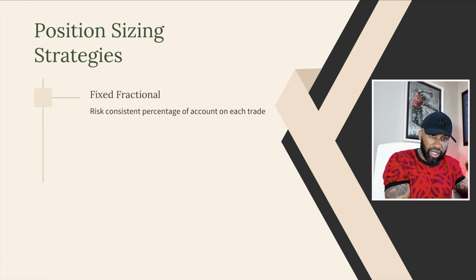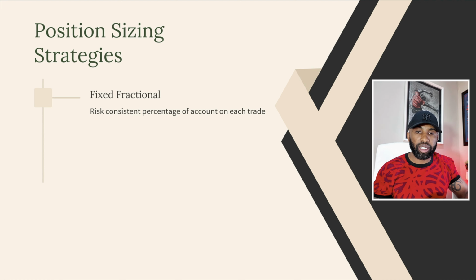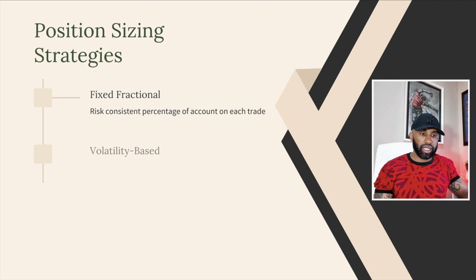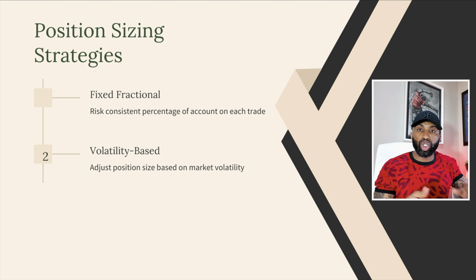That is fixed. Then the second way is volatility. In this method, you adjust your position size according to the market volatility. So if you are someone that would risk 2% in normal circumstances, when you are risking volatility based, you probably reduce it.